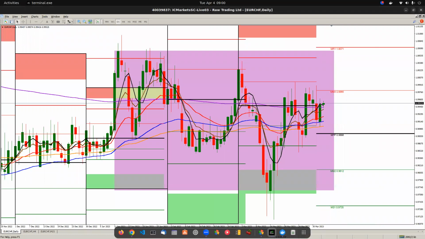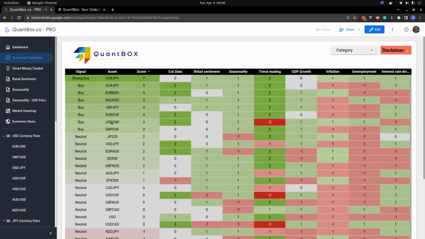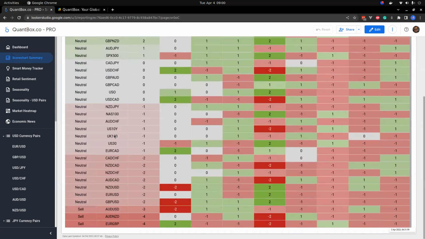You can see they're very much consolidating right now. Okay, cool. And then Pound Swissy, no COT data. If we move down to our bearish pairs, you can see the list has gotten smaller.